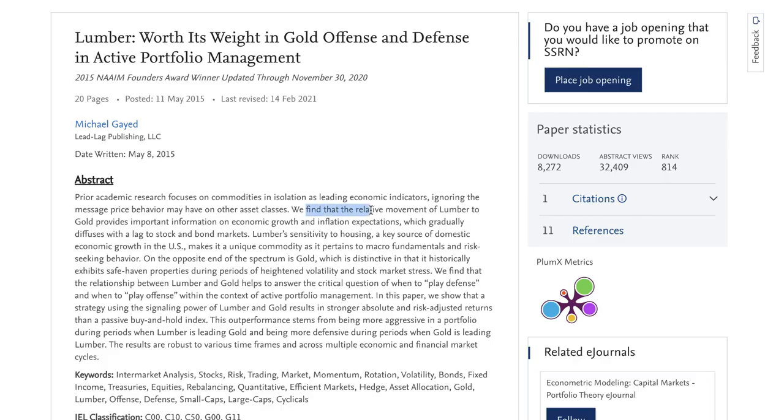And what they found was that relative movement, keyword relative movement, of lumber to gold provides important information on economic growth and inflation expectations, which gradually diffuses with a lag to the stock and bond markets. When you compare the two asset classes and you look at the rate of change going back and forth between the two, it helps determine when the market might be at risk. Now, he used lumber for specific reasons and gold for specific reasons. If you want to find out more about that, I suggest reading this white paper and also just listening to the interview that we did on this channel.